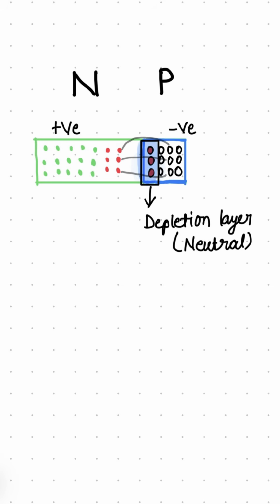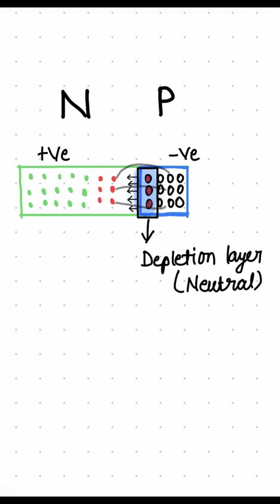Now the electrons from the N-type want to go to the P-type to fill gaps, but they're repelled by the depletion layer as it is neutrally charged, creating a barrier between positive and negative charge. It stops the flow of electrons from N to P type.